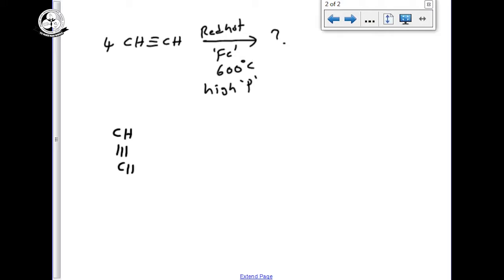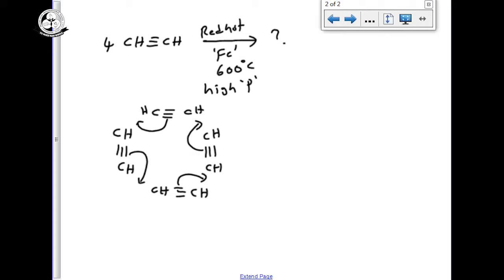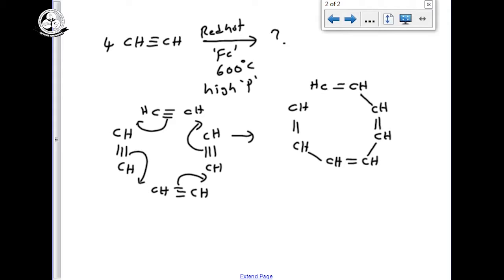CH triple bond CH, CH triple bond CH, CH triple bond CH, and CH triple bond CH. The double bond is shifted into here, here, here and here. Now we can get CH double bond CH, new bond is formed, CH double bond CH, new bond is formed, CH double bond CH, new bond is formed, CH double bond CH, new bond is formed.